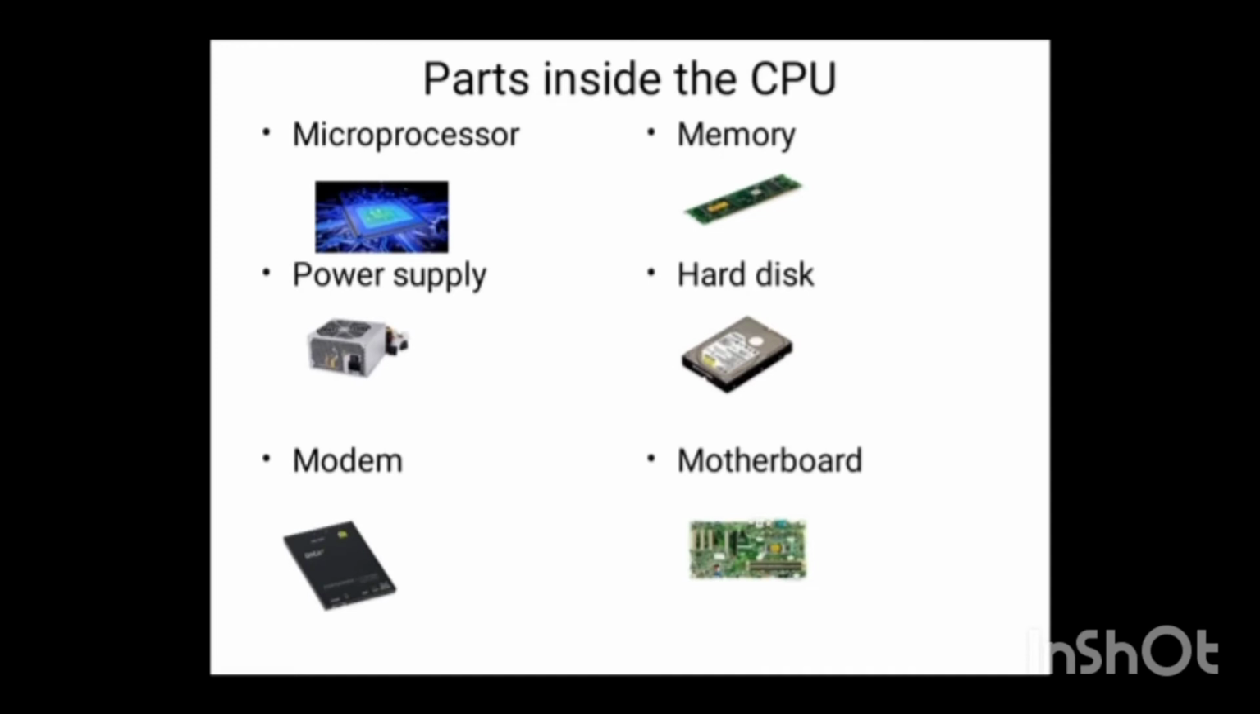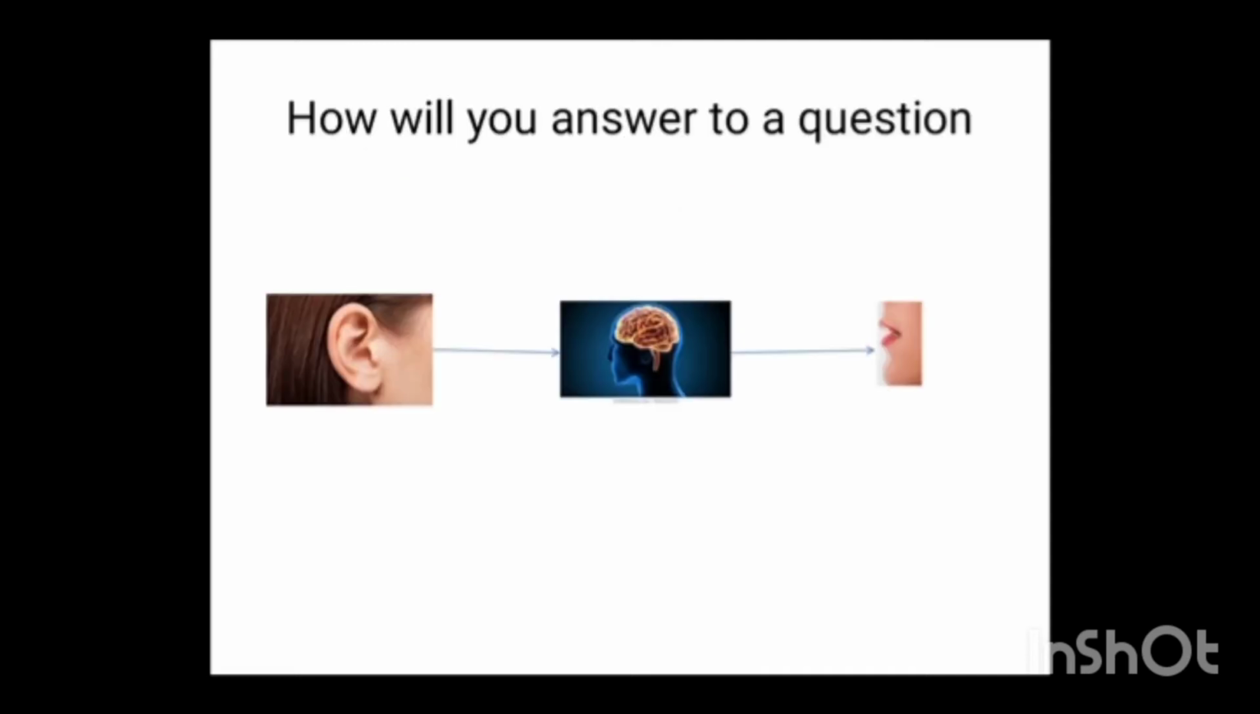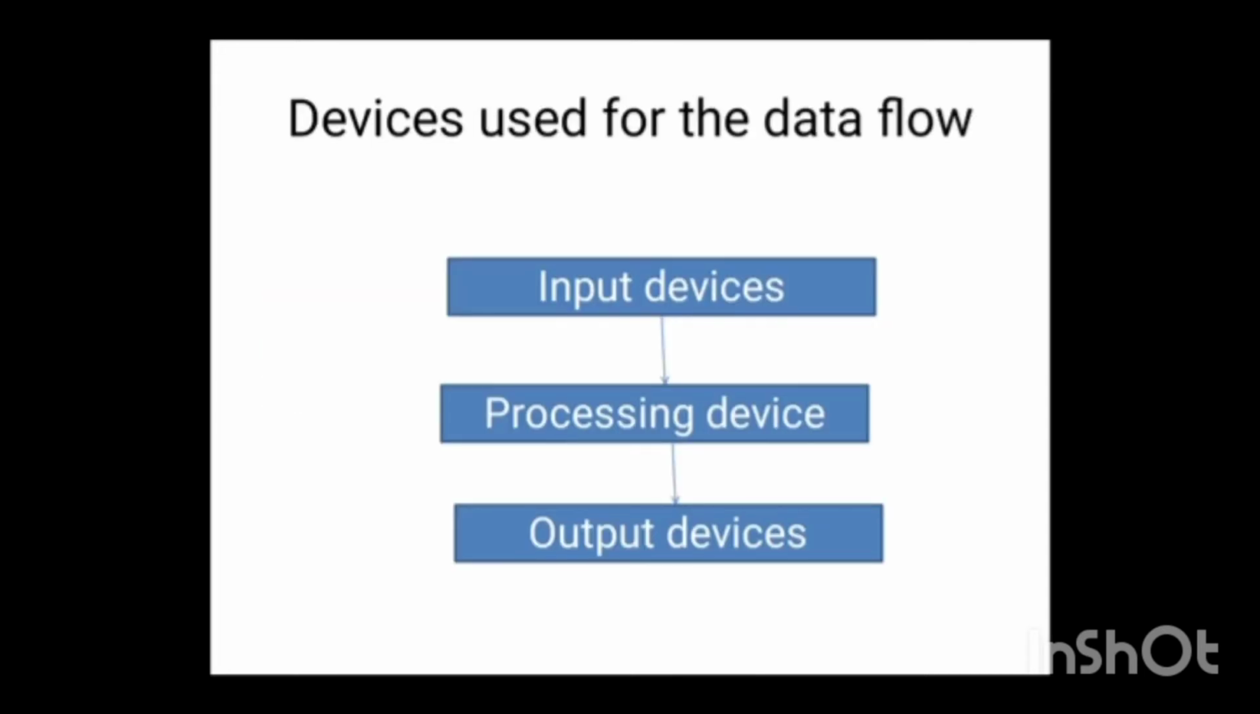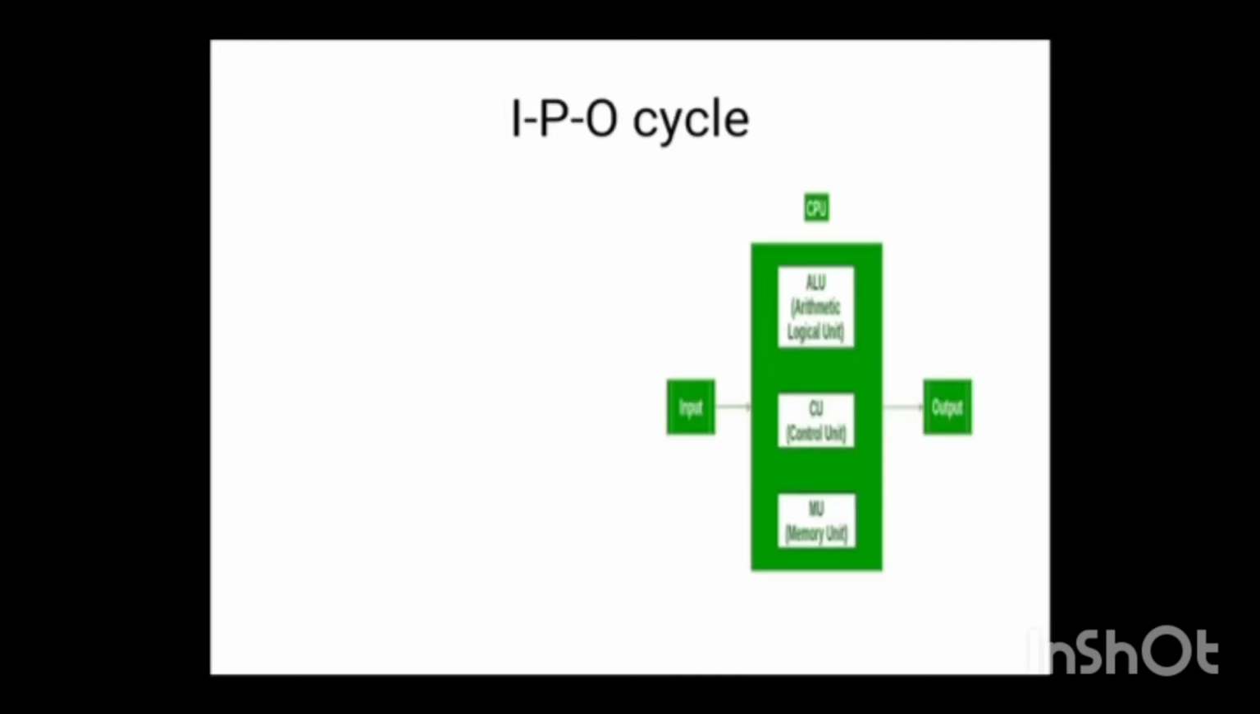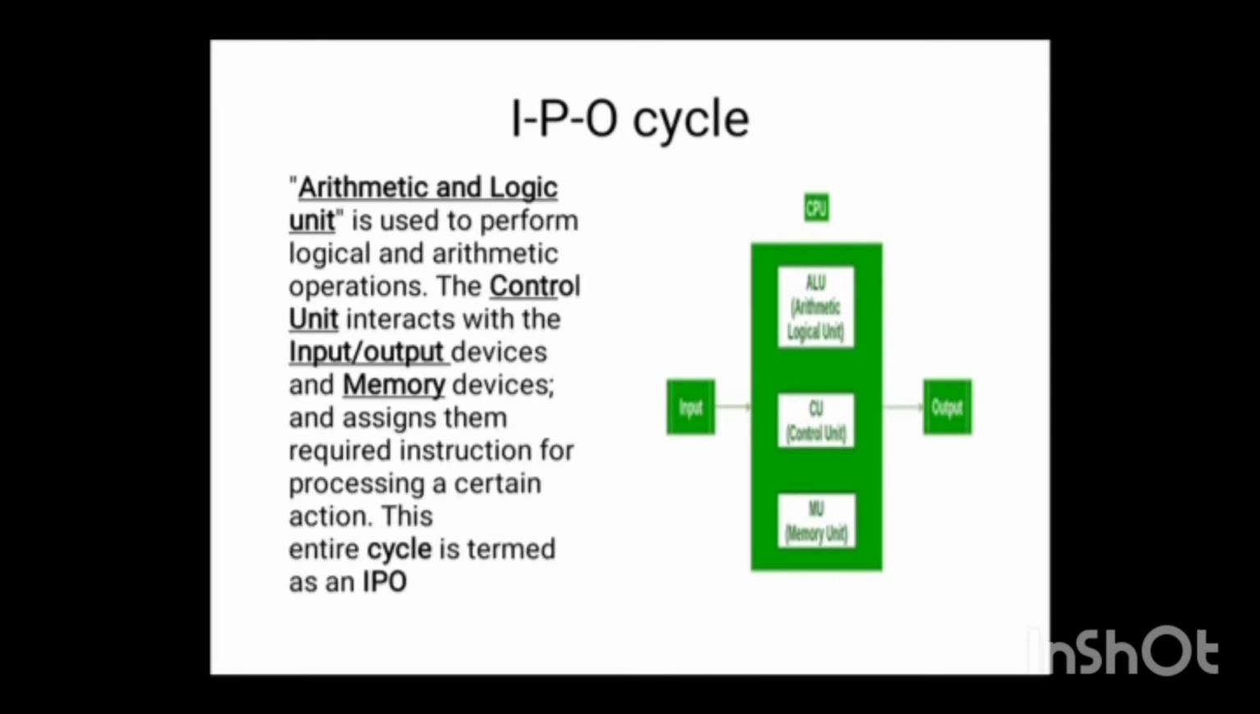Now the internal parts of the CPU, that is microprocessor, power supply, modem, memory, hard disk, motherboard. And how the data flow of a computer, with an example you learned, that is ear, brain and mouth. And the devices used as input devices, processing device and output devices. Then what is an IPO cycle?